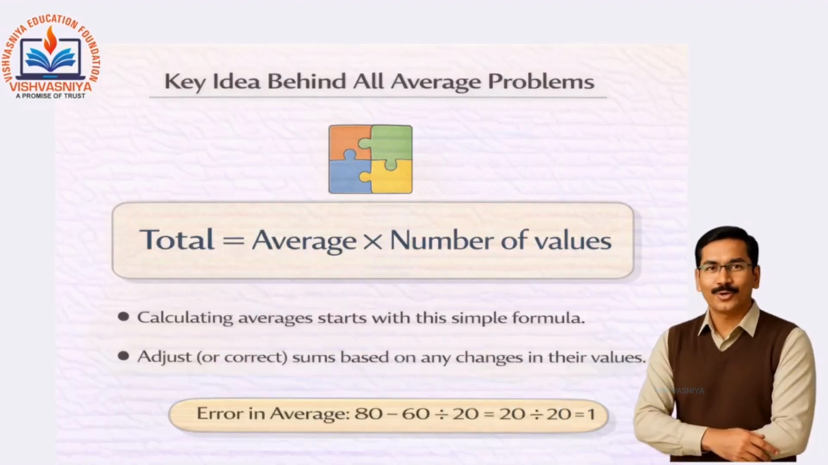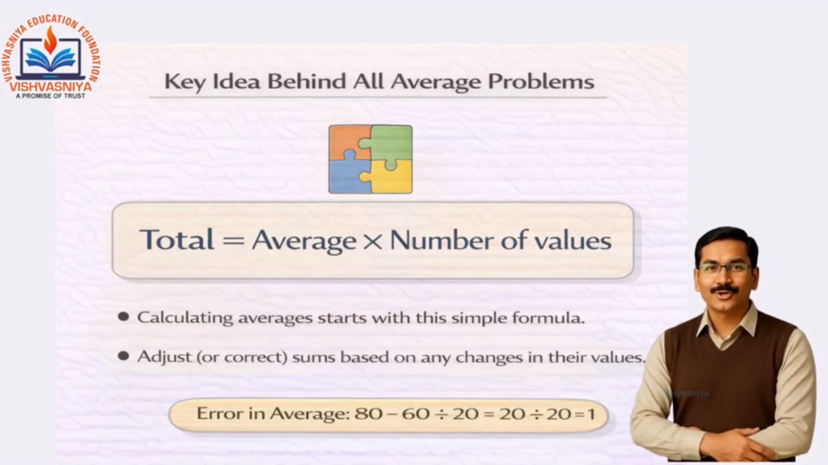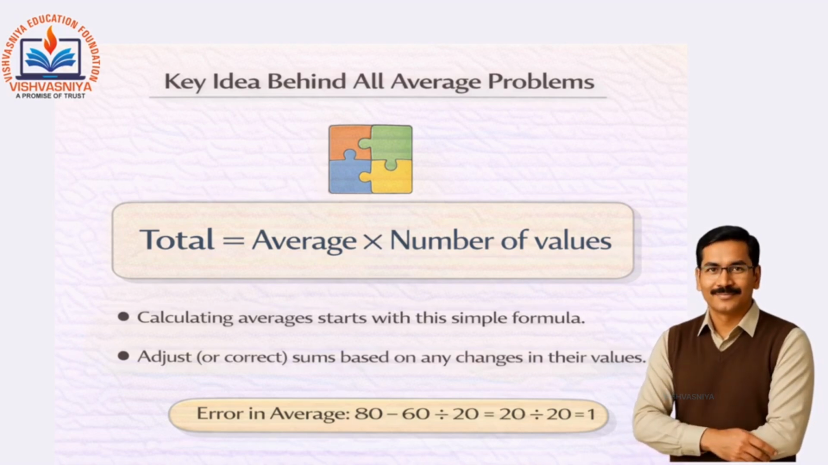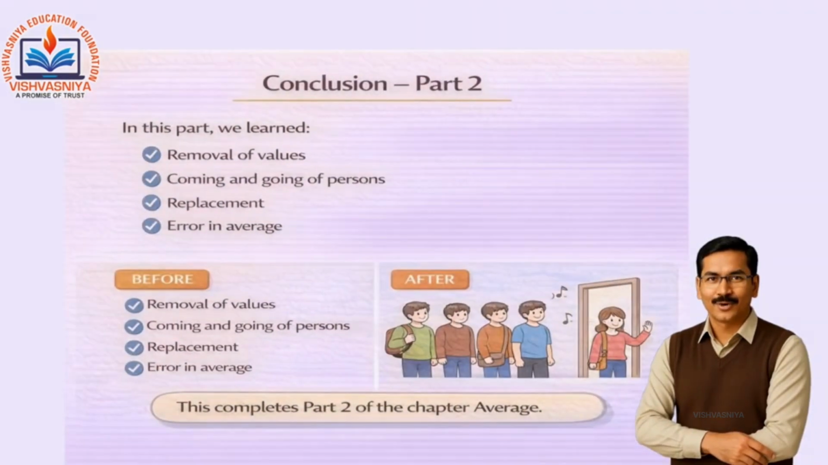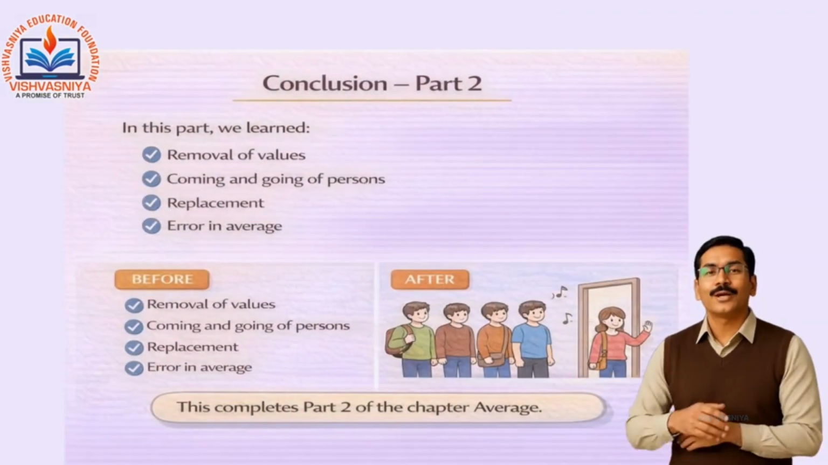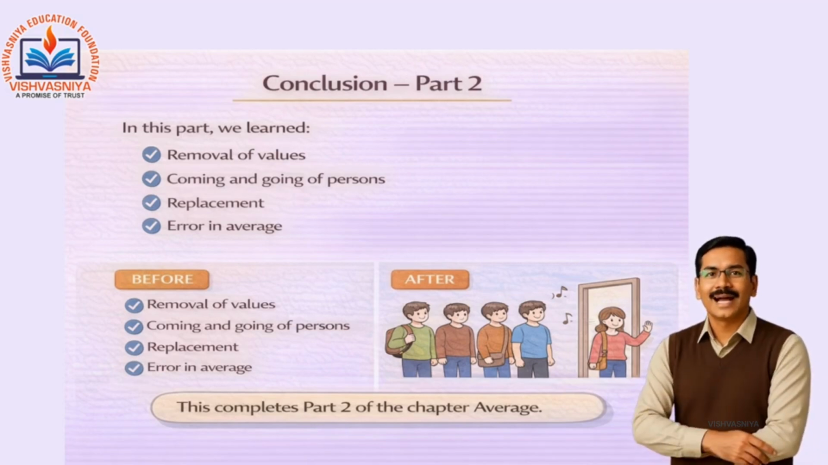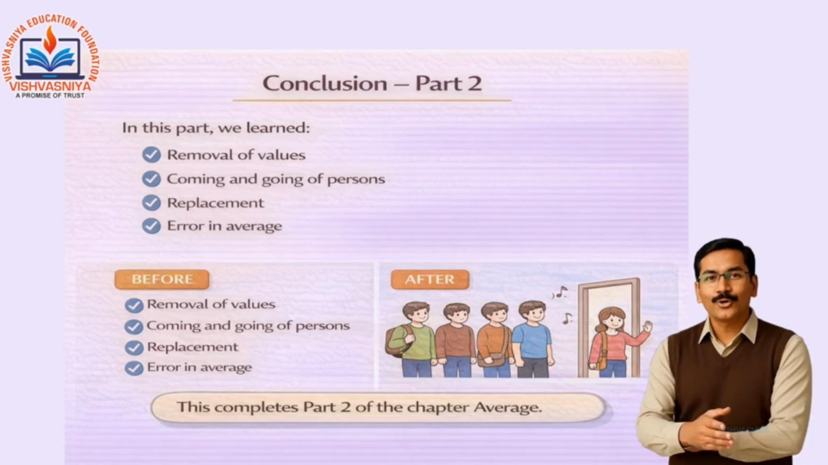In every average problem, the most important step is converting the average into a total sum. Once the total sum is known, adding, removing, replacing, or correcting values becomes very easy. Understanding this logic helps in solving all types of average questions confidently. In this part, we studied the effect of removing a value, coming and going of persons, replacement of values, and correction of average due to errors. With both parts combined, you now have a complete understanding of the chapter average.